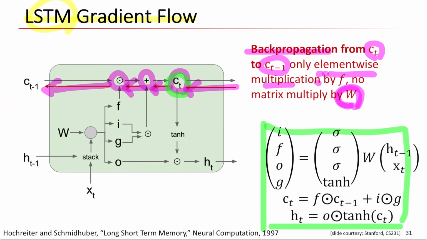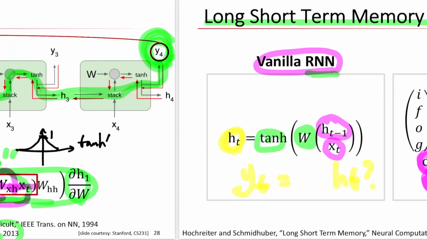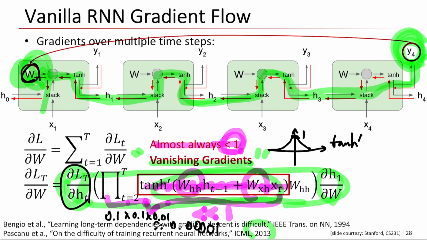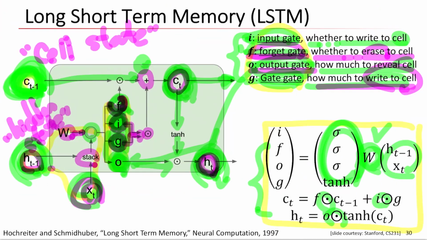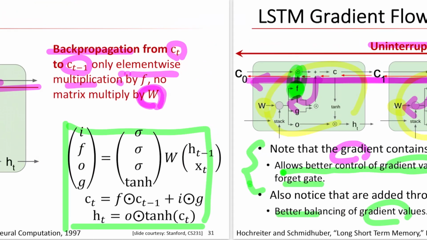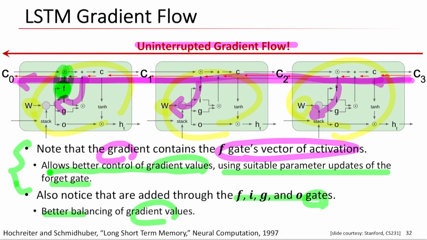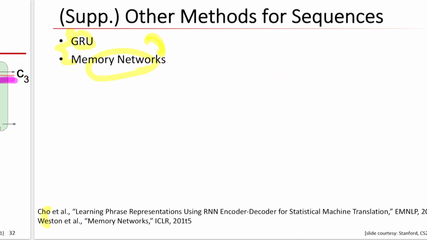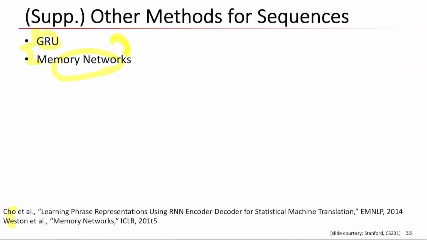Because when you see this c_t case, there is no other matrix multiplication, like this one, which makes the vanishing gradient problem, right? So by using this cell state, we can overcome the vanishing gradient problem, and finally we get the uninterrupted gradient flow, right?